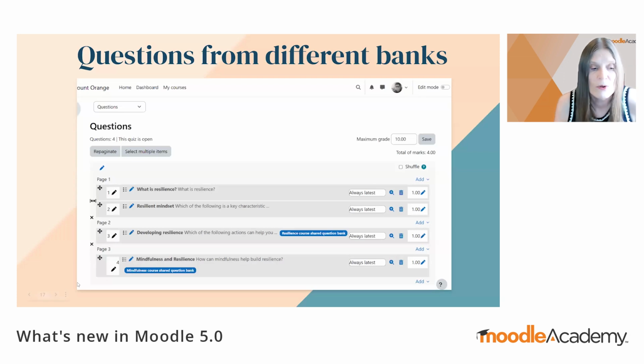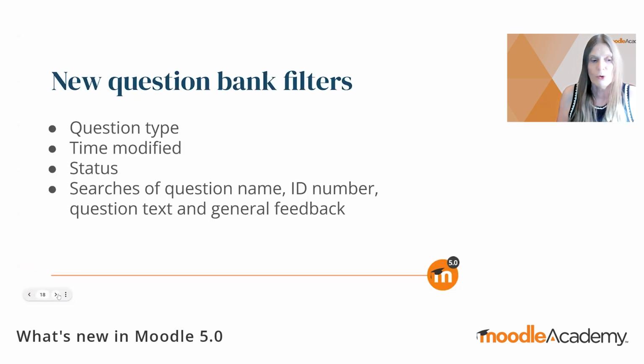Now, it's not only question banks that have been improved in Moodle 5. Also, there are some new question bank filters: question type, time modified, status, and searches of a question name, ID number, and what I particularly like, the question text and general feedback. So let's look at that.